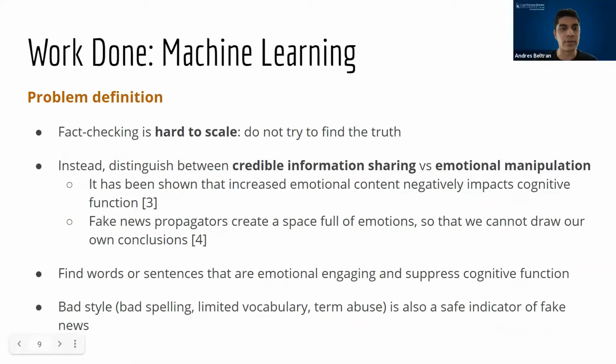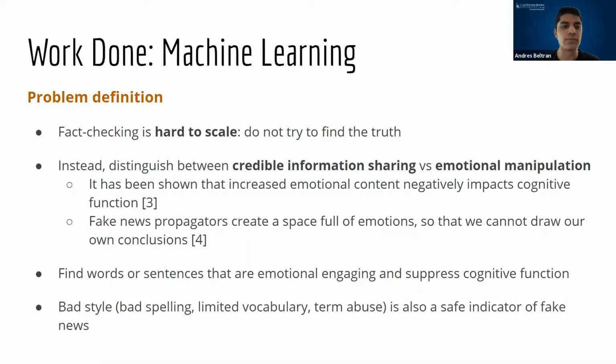Okay, so for the machine learning part, first we need to define the problem that we want to solve. Fact checking is actually a really hard problem to scale. It's really hard to actually find the truth of a news article. So that's what we're not aiming at, finding the truth. Instead, a much more scalable problem is to distinguish between credible information sharing versus emotional manipulation.